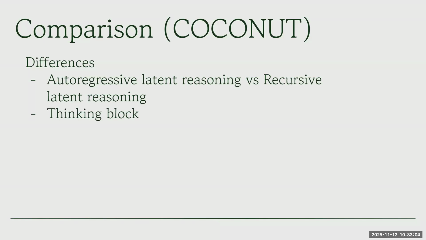Another difference is the notion of the thinking block. In the Coconut approach, the entire model is your thinking block. In recursive latent reasoning, in the ETD approach, you have a designated set of layers that are your thinking block.